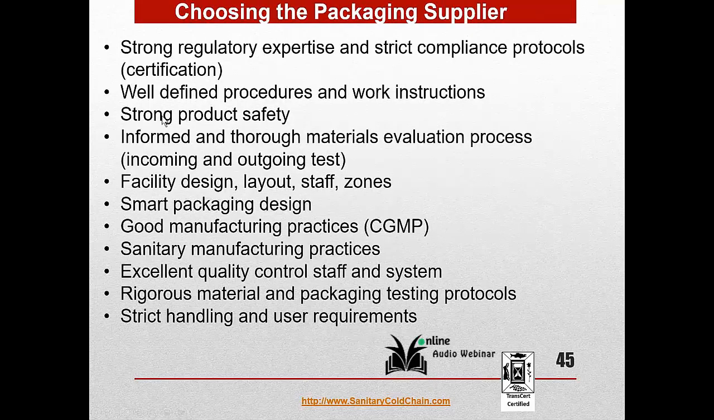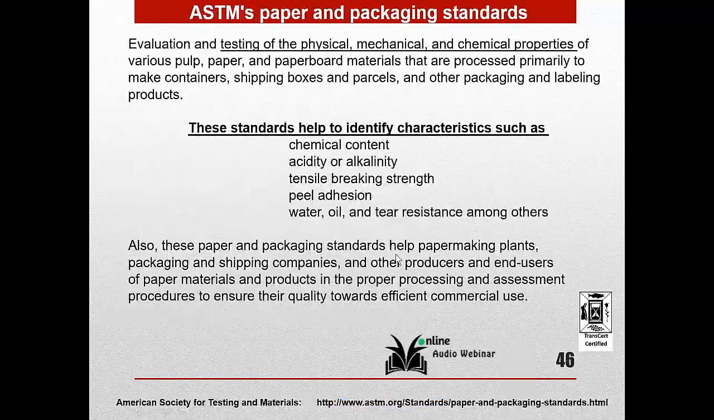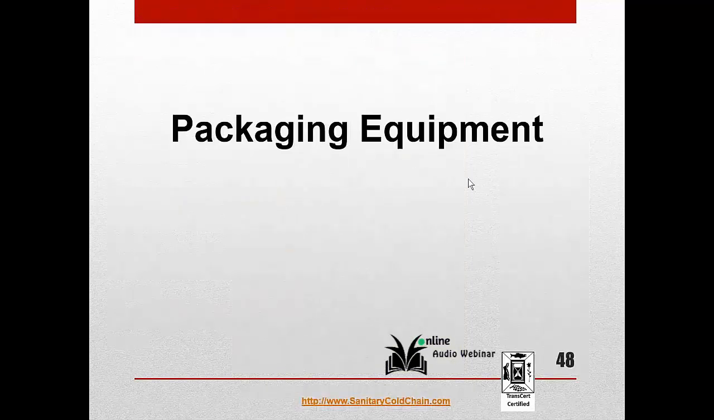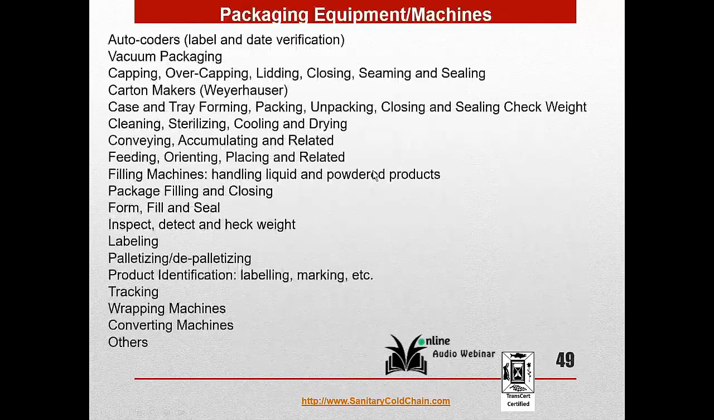All right, you want to look to make sure that your packaging supplier knows the law. ASTM, American Society for Testing of Materials, see at the bottom down there. FDA regulations for adhesives, including those used in packaging laminates. Let's talk about packaging equipment for a minute. We have a lot of different types of equipment. Everybody's familiar with auto loaders, vacuum packaging.